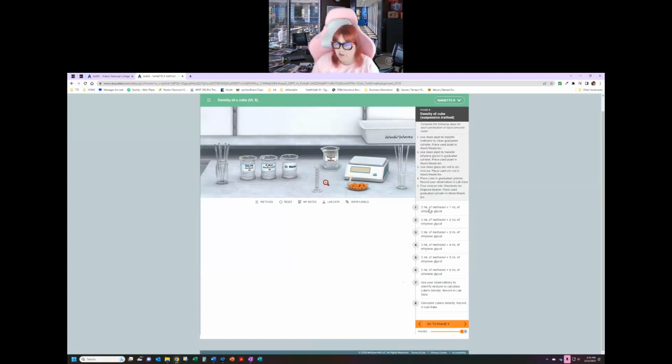And it says 2 milliliters of ethanol. So 2 mils there. Put that in there. And I get another one and 1 milliliter of the ethylene glycol. Okay. All right.